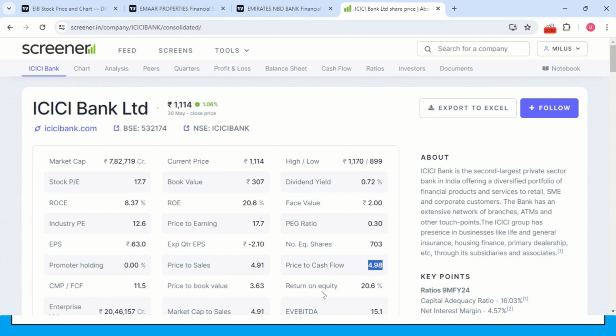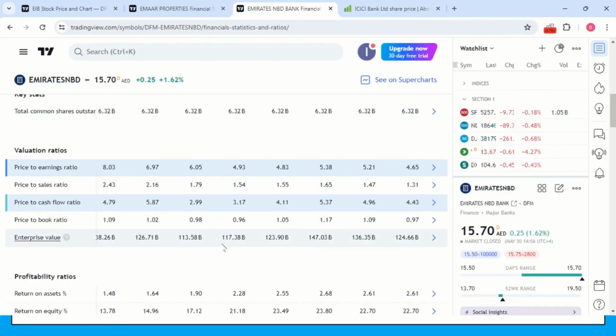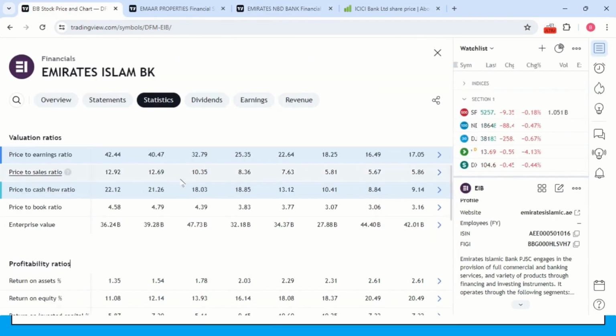In the same way we can go for the UAE market. For the price to cash flow ratio, you can look at the current 4.43. It is well and good for Emirates NBD. They are following that price to cash flow range. Within 10 it's available, it's good. You can go for Emirates Islamic Bank. The price to cash flow is 9.14. That is also fine. Within that range, it's available. So in terms of price to cash flow, it's good.